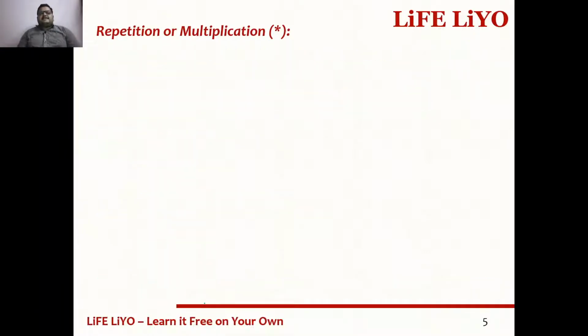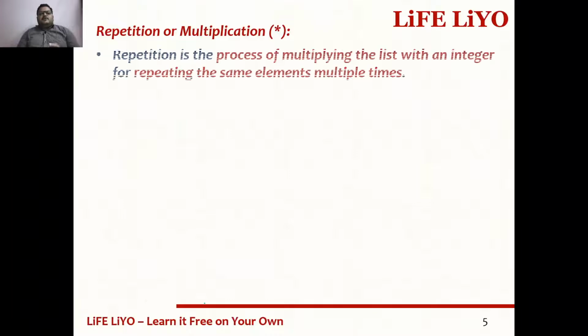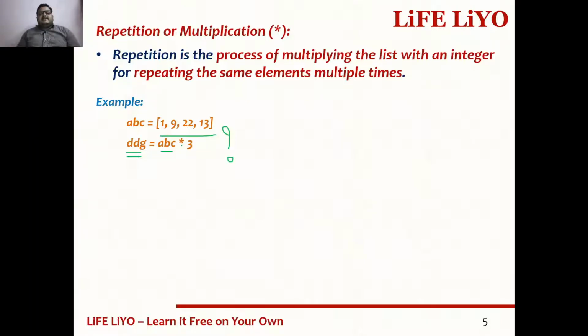Next, multiplication or repetition. If you want to repeat the same list multiple times, or repeat the same elements multiple times in the list, then we can use the multiplication or repetition operator. Example: ABC is a list which consists of 1, 9, 22, 13. If I take another variable DDG equal to ABC into 3, what are we going to get? ABC is a list, multiplied by an integer, so we are going to get the same list 3 times.